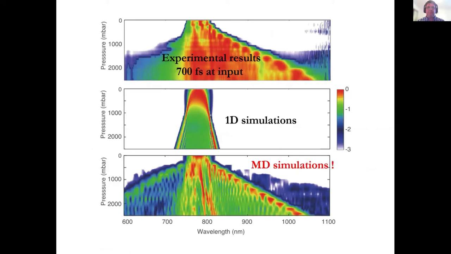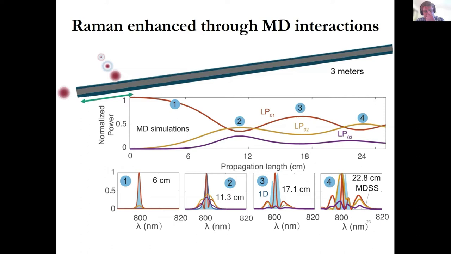1D simulation fails to reproduce the experimental results, while the MD simulation nicely reproduces the spectral broadening. Here we have a 700 femtosecond pulse at the input, and we change the pressure of N2 in the hollow fiber. How does it work? From the numerical simulation, we can look at what is happening in the hollow fiber.